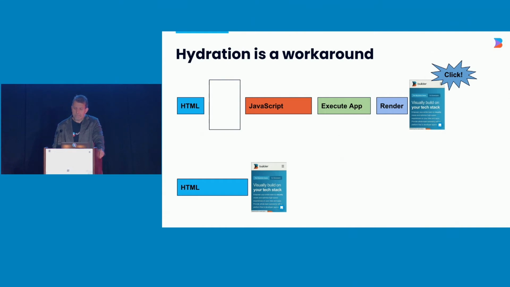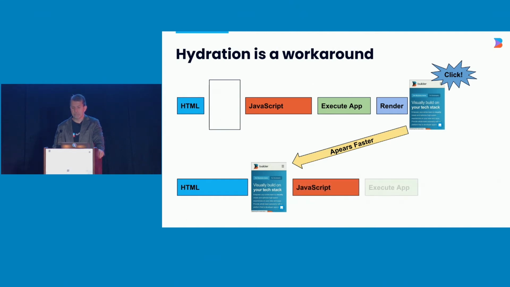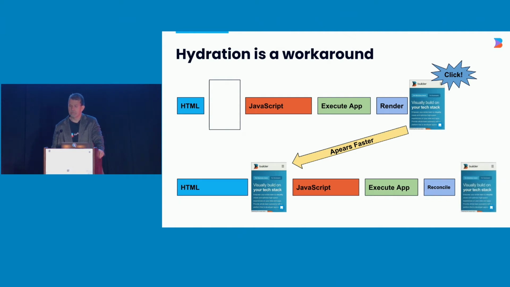And so the next thing that happens is, well, it appears faster, right? Then you start downloading JavaScript, you execute the application, you do the rendering, and then finally you reconcile, which is basically a fancy way of saying we will re-render without destroying the existing DOM. We will try to reuse the DOM as much as possible. And at this point, it is interactive. You can click on it.